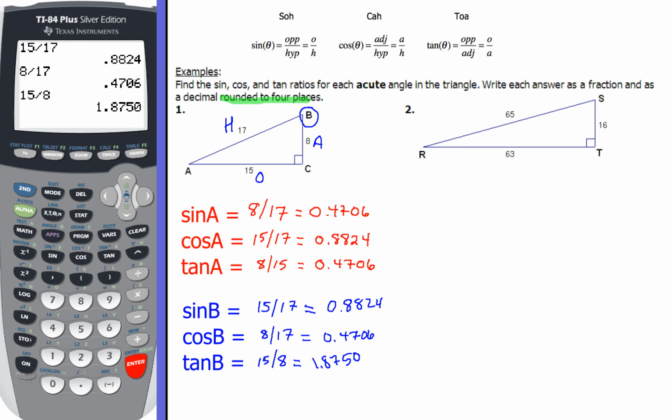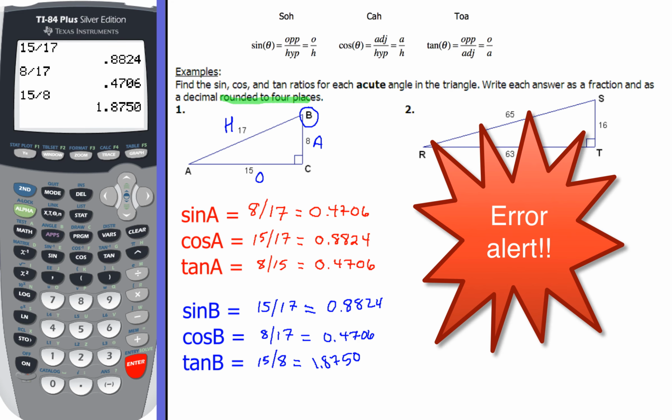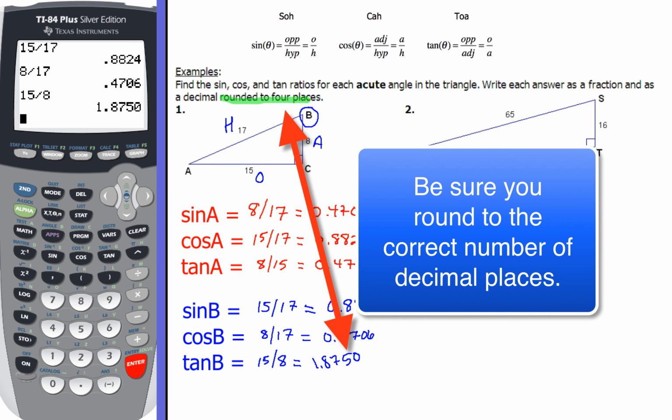The tangents are not, they're reciprocals. If you found their product, it would equal 1. Now here's a common error, and I want you to take a look at the decimal for tangent of B. If this says round to 4 decimal places, and you just write down 1.875, that'll be incorrect because you did not go to 4 decimal places.